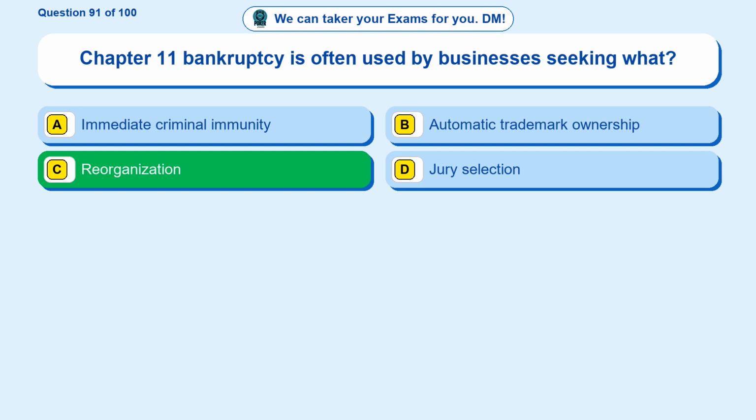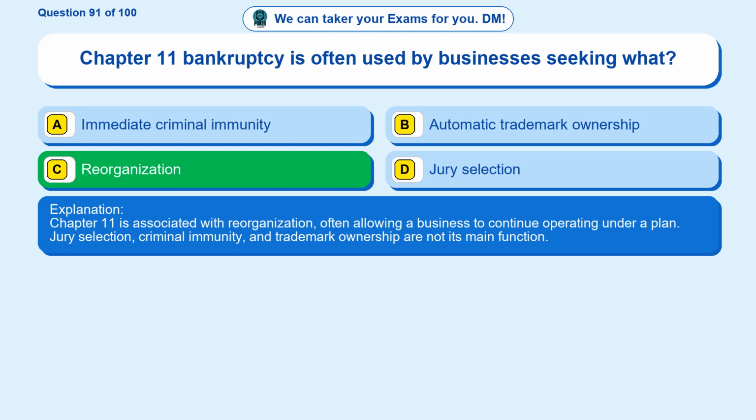Reorganization. Chapter 11 is associated with reorganization, often allowing a business to continue operating under a plan. Jury selection, criminal immunity, and trademark ownership are not its main function.